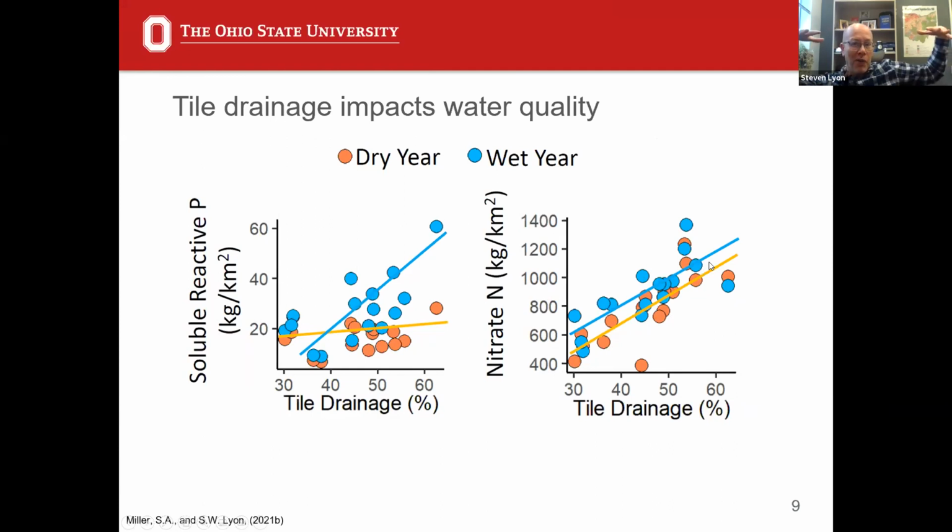Nitrogen tends to move with groundwater, right? So it wants to go into the ground, soak in, and move laterally in the subsurface. And so it is not overly surprising that there's a consistent response. These systems are draining out nitrogen every year in a similar way, wet or dry.